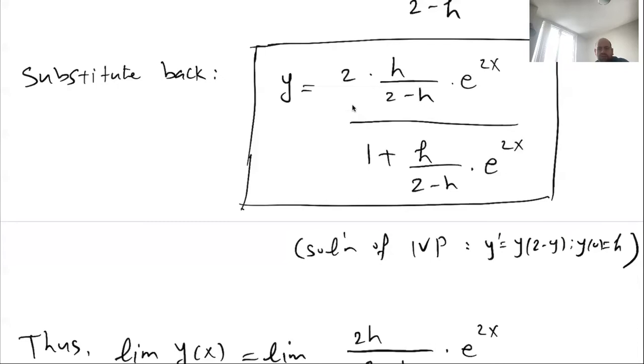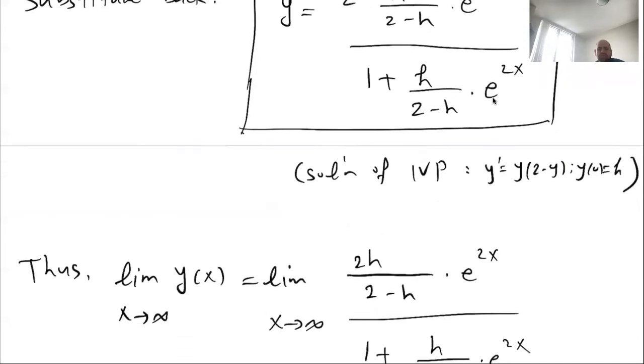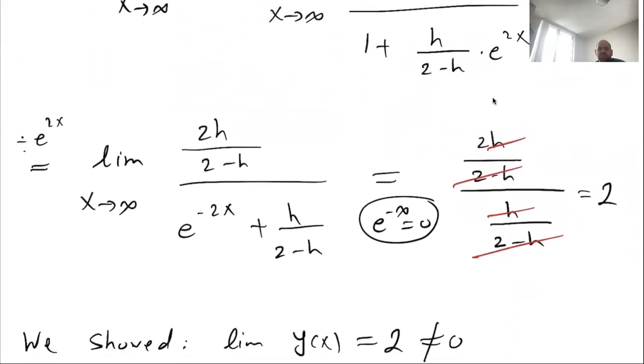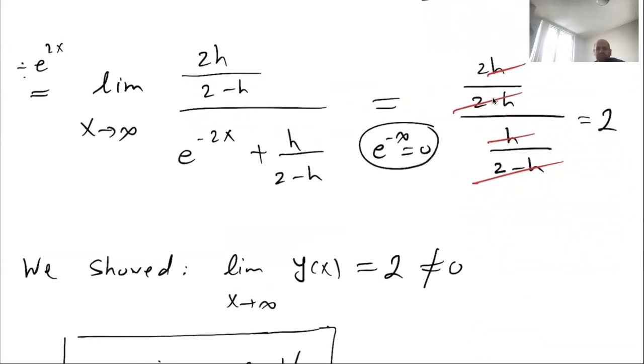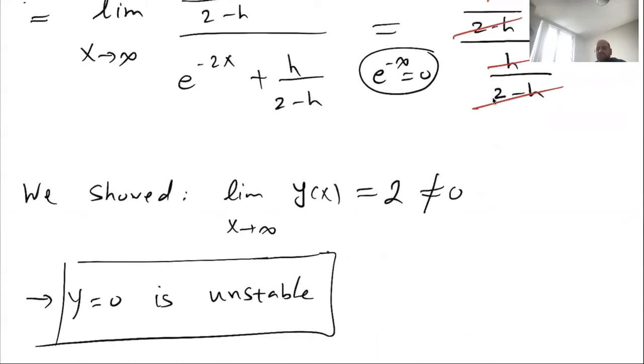Now, what happens to the limit of the solution as x goes to infinity? We saw that the answer will be 2, not 0 anymore. So that means y equals 0 is unstable. So this is very interesting.